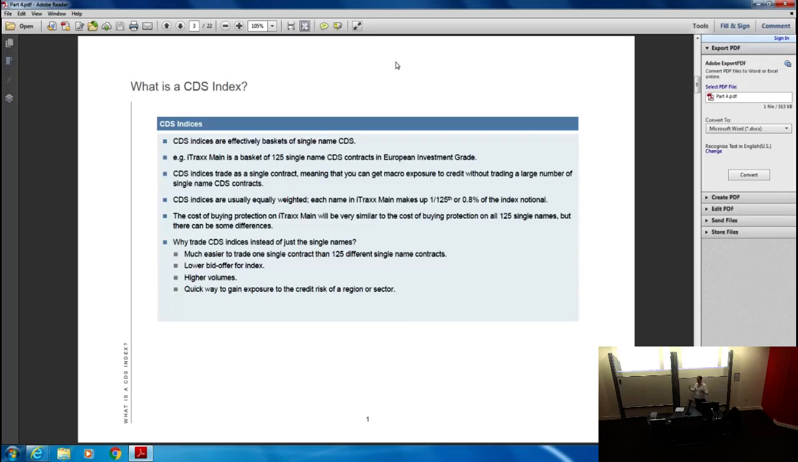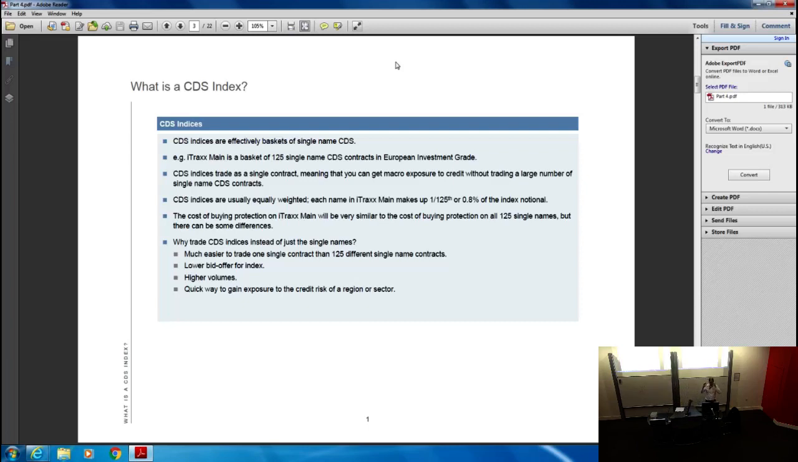So in Europe, we have the iTraxx main. That's the most liquid index. It's 125 single name CDS. They start off as investment grade CDS. They transition through time. They may be downgraded over that period. And your exposure to each individual name is 1/125th. Okay, so you have 0.8% of your notional in each single name, as if you'd sold CDS protection on that.